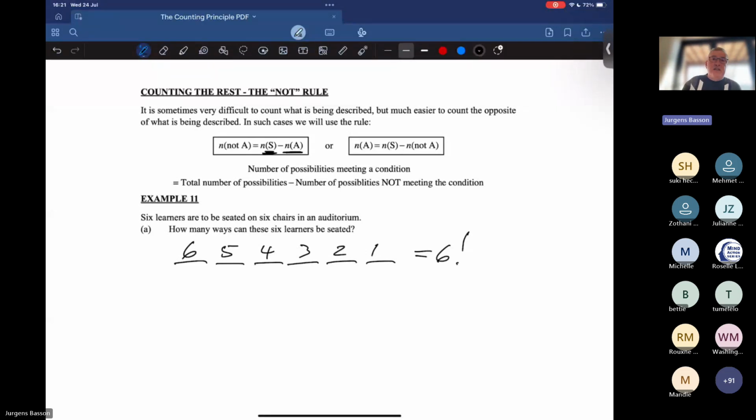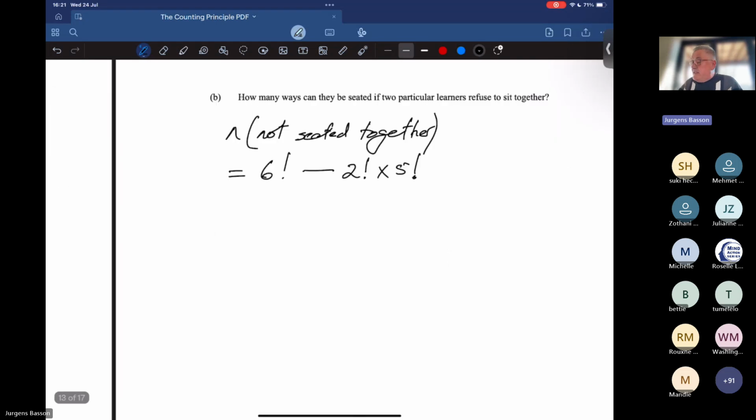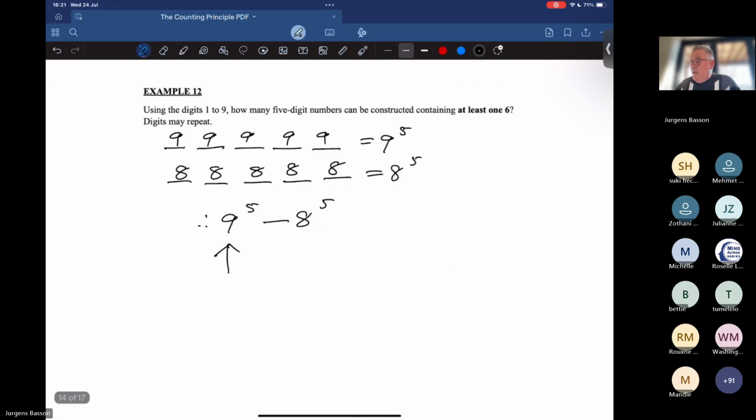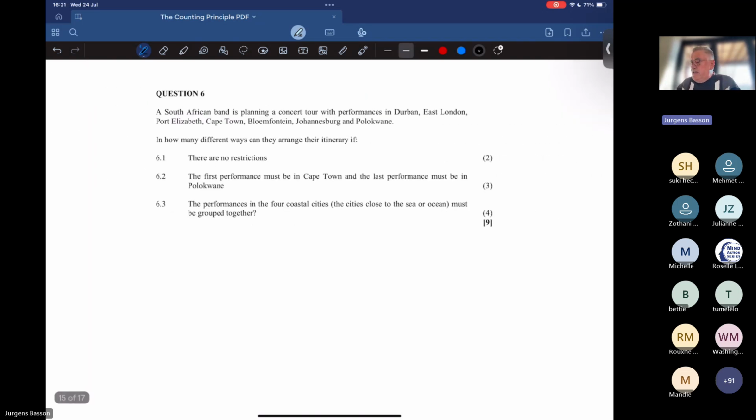I subtract it from the sample space, and then we are left with at least 1 6. So I hope that this makes sense to you. One must think about it carefully, but in some of these questions, it's easier to work with the opposite.